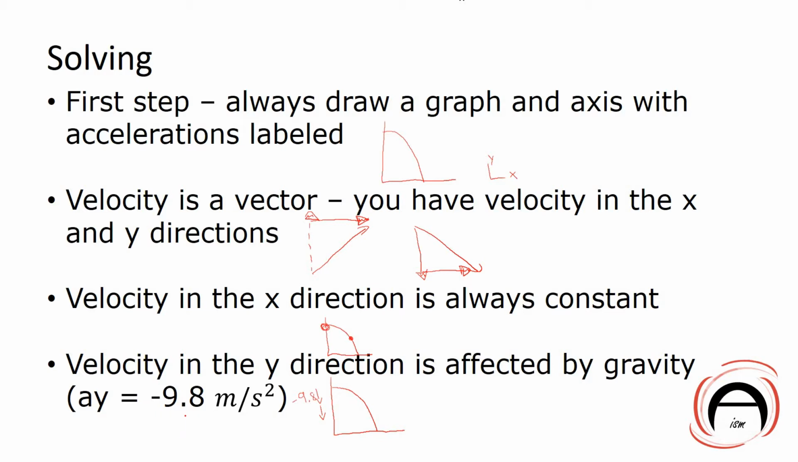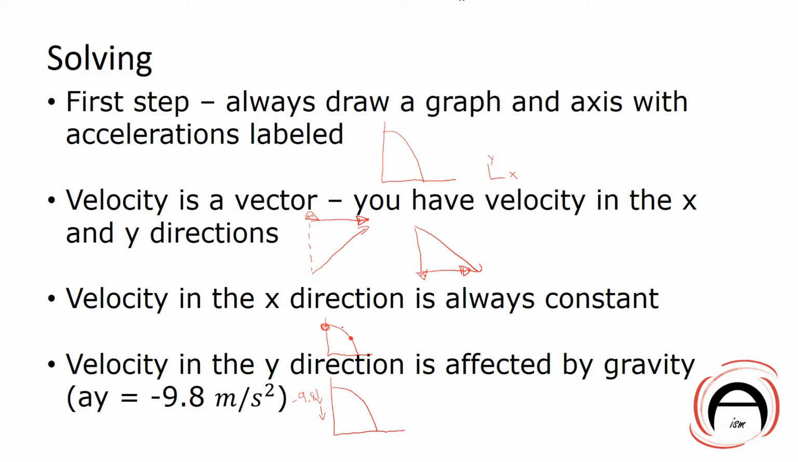That's something that you need to remember. You absolutely cannot forget that acceleration in the y direction is always going to be negative 9.8 meters per second squared if you're doing problems on Earth. But if it tells you to do a problem on a different planet, then you have to remember that that's also going to be negative, because gravity always acts down.